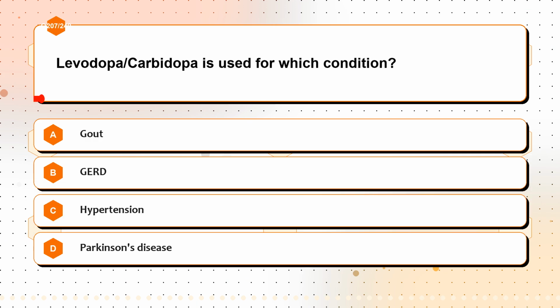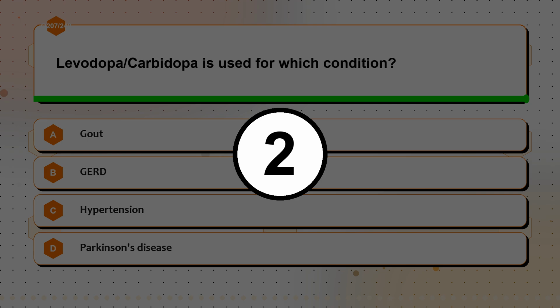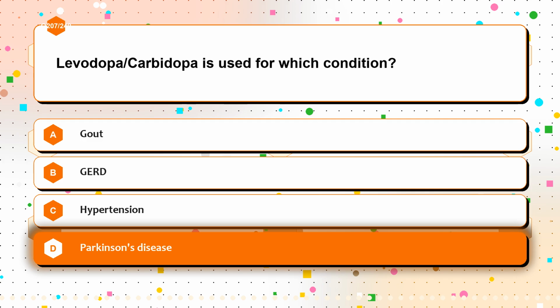Question 207. Levodopa/carbidopa is used for which condition? Here are the options. Option A, gout. Option B, GERD. Option C, hypertension. Option D, Parkinson's disease. The correct answer is option D, Parkinson's disease.